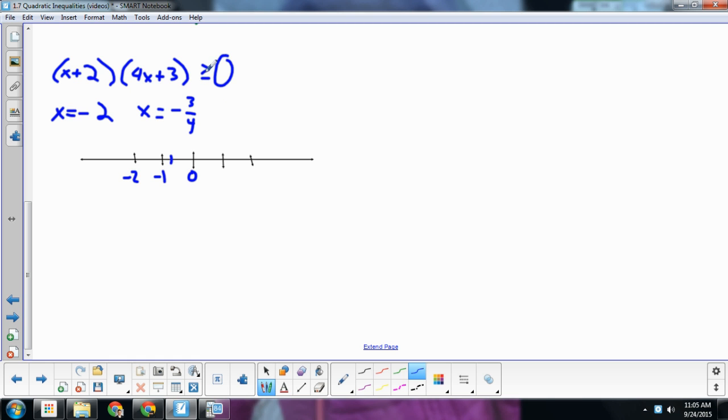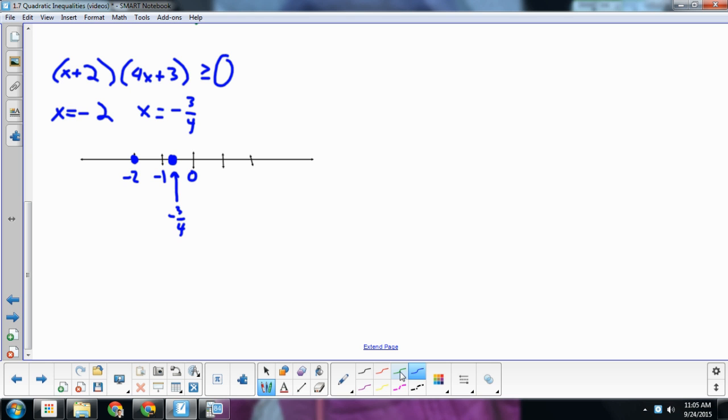Now, because this is an or equal to problem, I'm going to put a solid circle right here at -3/4. We'll draw the arrow and say that's what that is. I'll put another solid circle at -2 right here. So now as I test points, these are what I would call my critical points, -2 and -3/4. This is where my quadratic expression is equal to 0. I want to know when it is greater than 0.